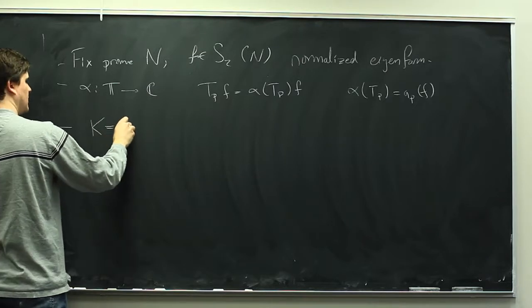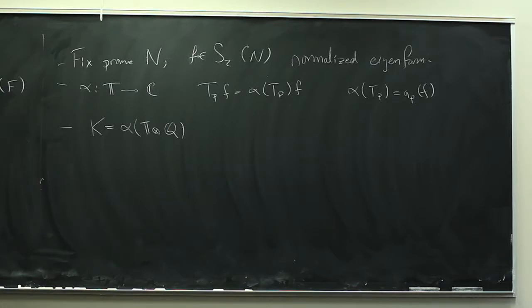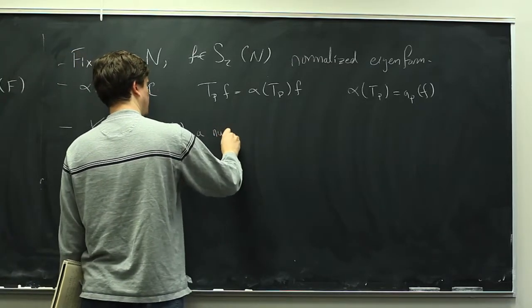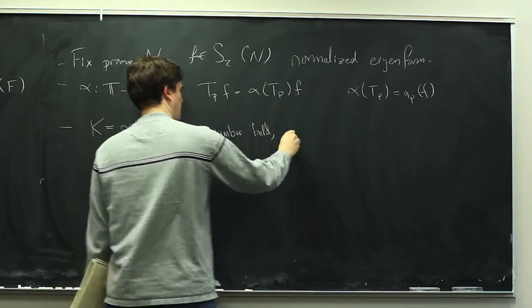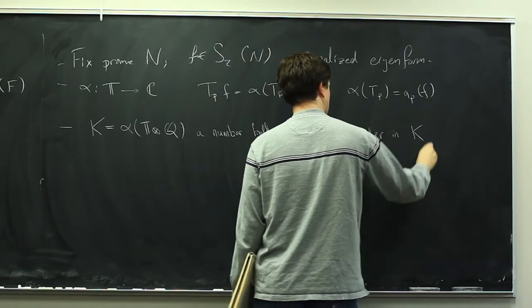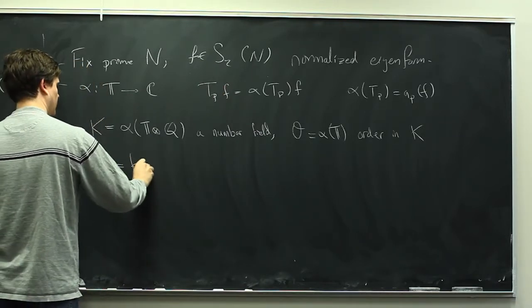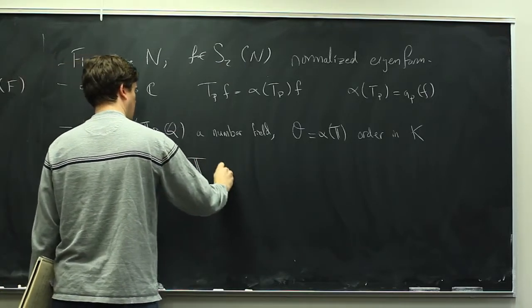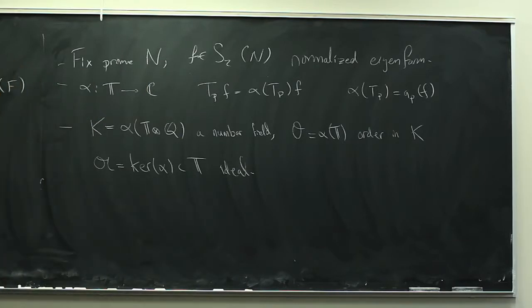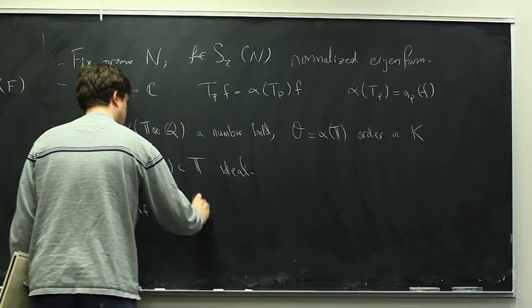All right, I'm going to let K be the image of T tensored up with Q. So this is a number field. I'm going to let O just be the image of T, which is some order in K. And I'm going to let this fraktur A be the kernel of alpha, which is an ideal in the Hecke algebra. Okay, and now the important definition. I'm going to define A_f to be the quotient of J_0(N) by this ideal A.